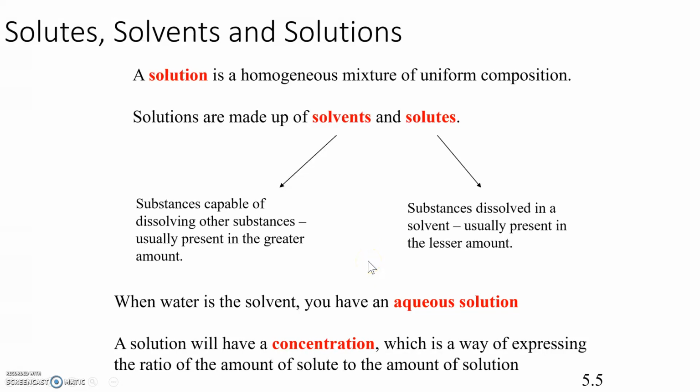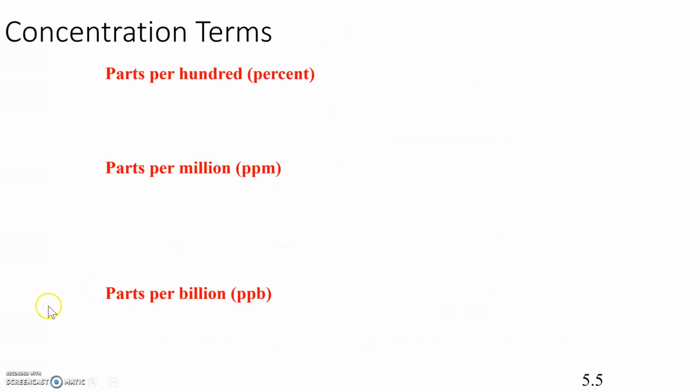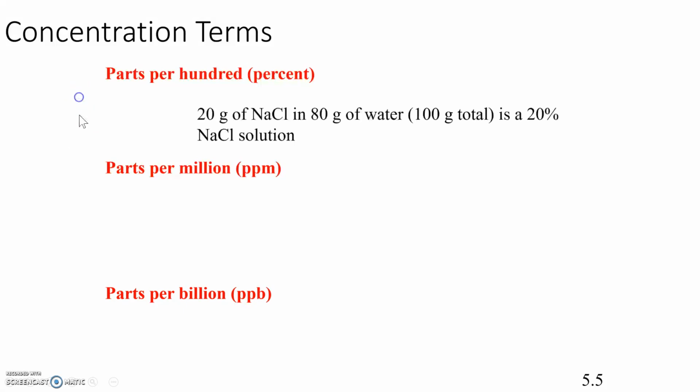And what we also often want to look at is the concentration of a solute in a solution. So the concentration is a way that we express the ratio of the amount of solute to solvent. So a couple different ways that we can express concentration: parts per hundred, which is a percent, parts per million, and parts per billion.